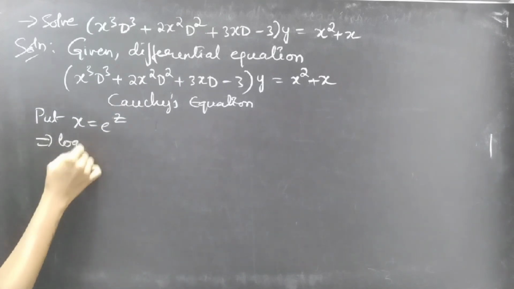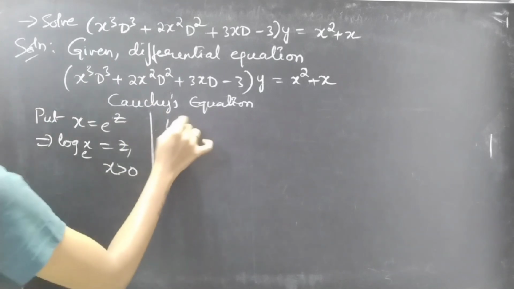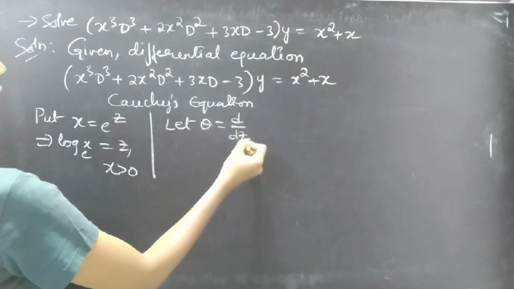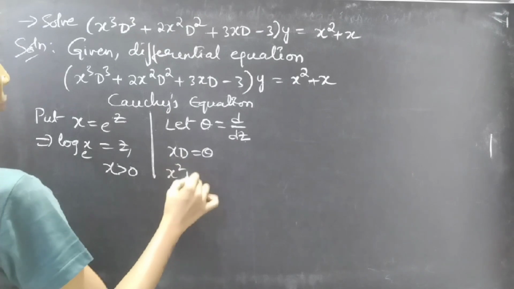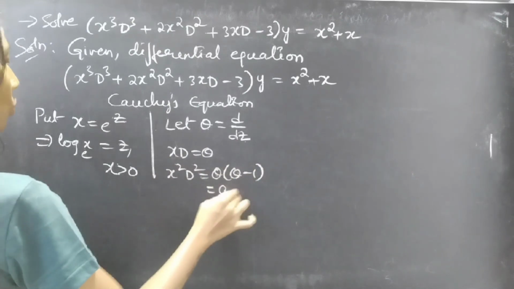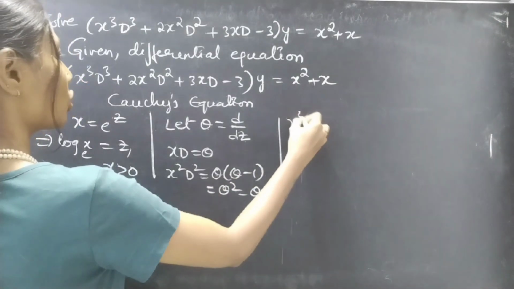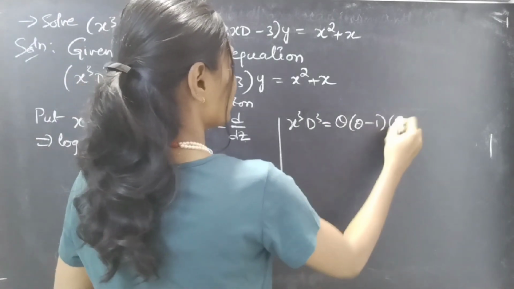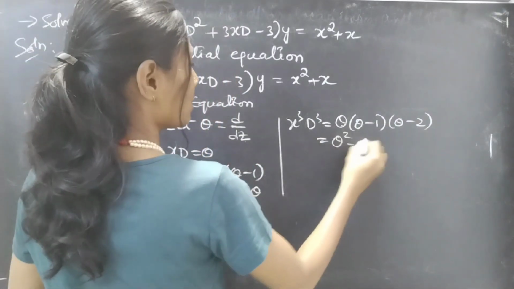Then log x to the base e equals z for x greater than 0. And let theta equal d by dz. Here theta is a differential operator with independent variable z. Then xD equals theta and x square D square equals theta of theta minus 1. Also we can write it as theta square minus theta, and x cube D cube equals theta of theta minus 1 into theta minus 2.